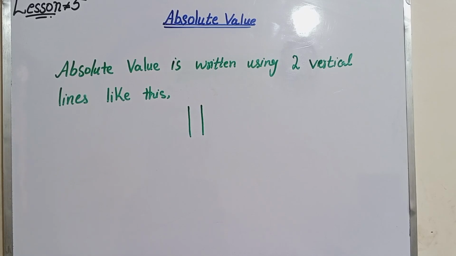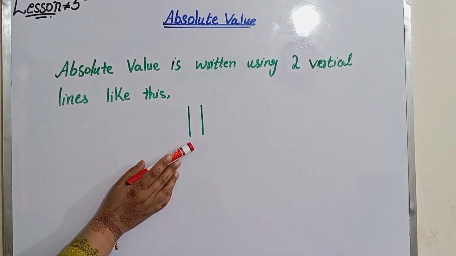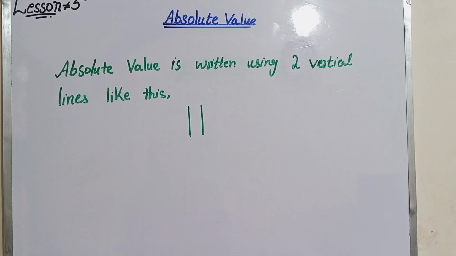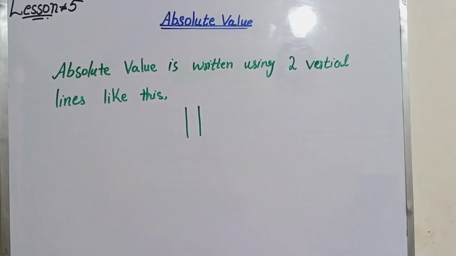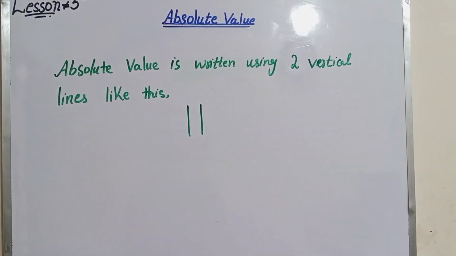Absolute value is written using two vertical lines just like this. You can see this. Whatever number goes inside those lines, we find its absolute value. So what does that mean? Well, here is a simple idea. Absolute value tells how far a number is from zero. Actually, it tells us the distance from zero. Now, let's look at a few examples.